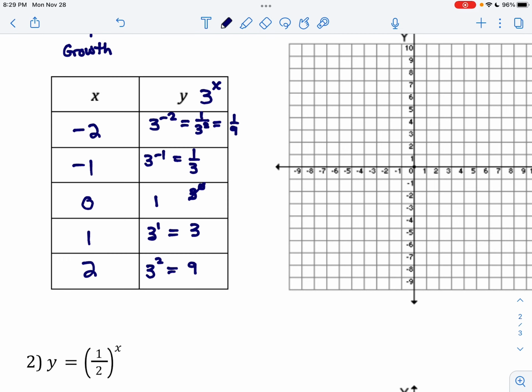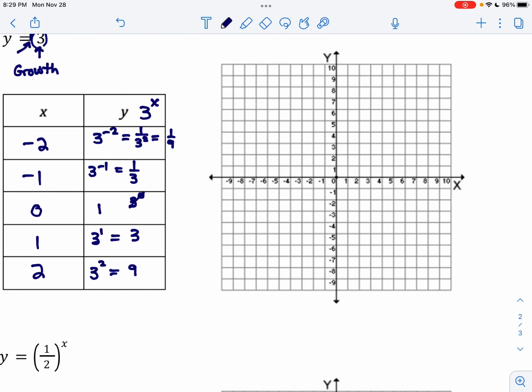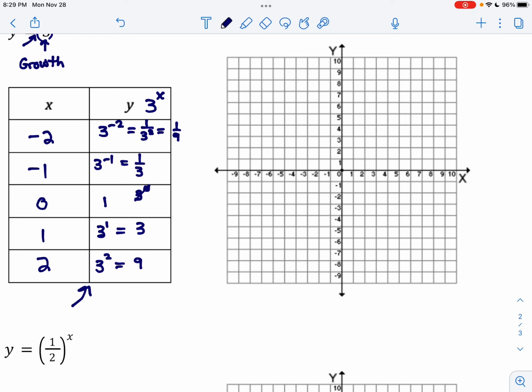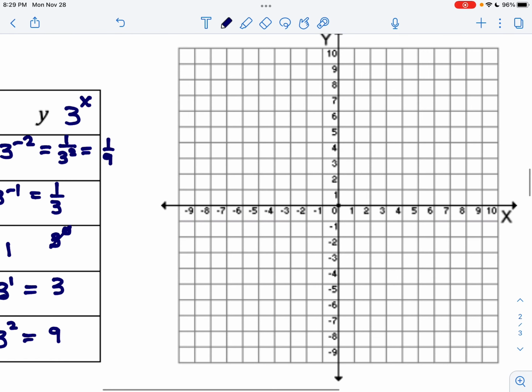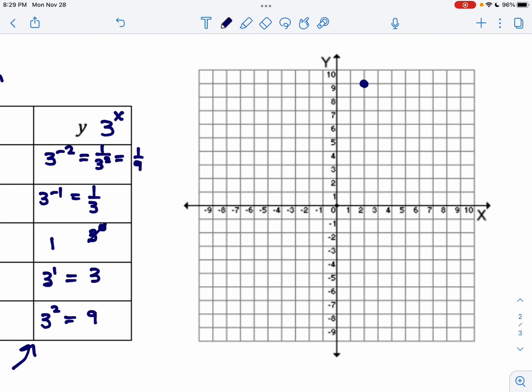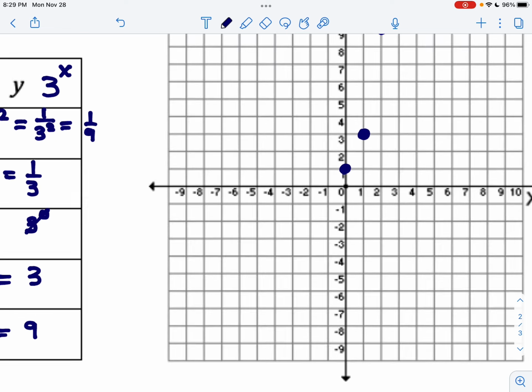Okay, now we can graph these on the graph, so let's take a look at it. I'm going to start with the bottom here just because those are the easier numbers, and I'm going to tell you how to work your way up to the fractions and where those need to be graphed. So we're going to go with 2, 9 first, so graph that on your graph at 2, 9 is right here. 1, 3. 0, 1. All right, and then -1 and 1/3.